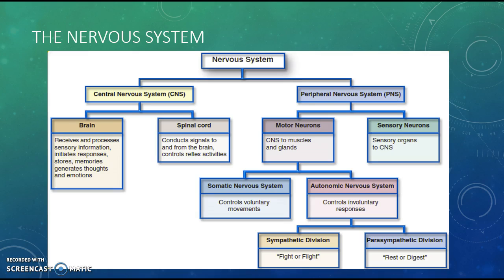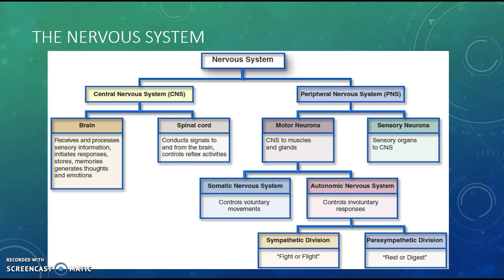These neurons are the building blocks, and they go on to make up the nervous system. The nervous system, as you see, is divided into 2 parts, the central nervous system and the peripheral nervous system. The central nervous system is the brain and spinal cord. The brain receives and processes sensory information, initiates responses to that, stores memories, generates thoughts and emotions, and the spinal cord conducts signals to and from the brain and controls reflex activities.